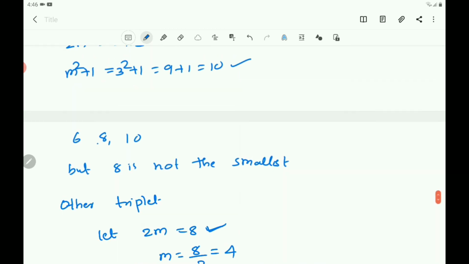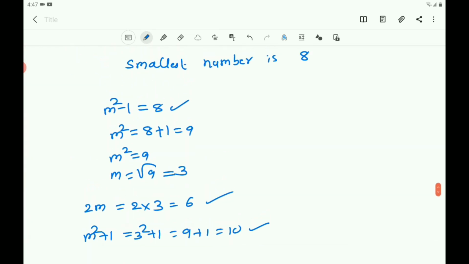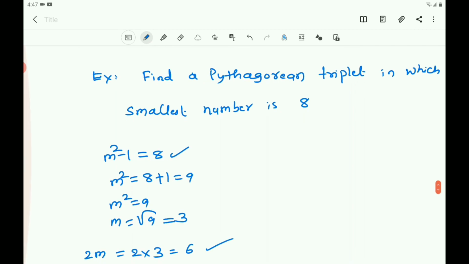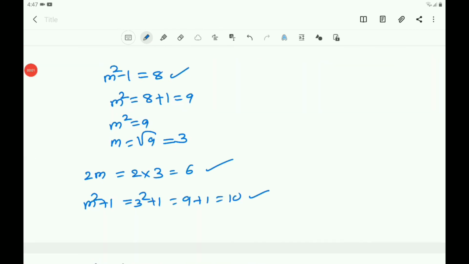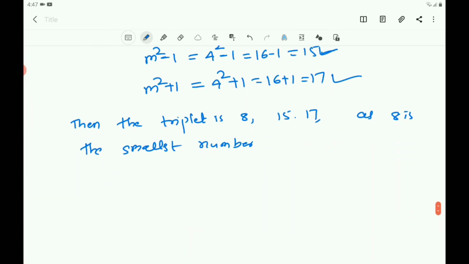This one, 6, 8, 10, is also a Pythagorean triplet, but the condition is that the smallest number is 8. If you consider m square minus 1 as the smallest, then you get the set 8, 6, 10, but here the smallest is 6. So this is not the required set. The required set is 8, 15, 17.